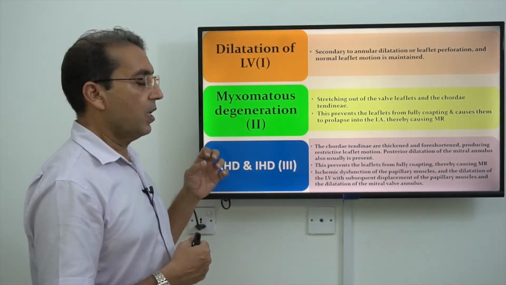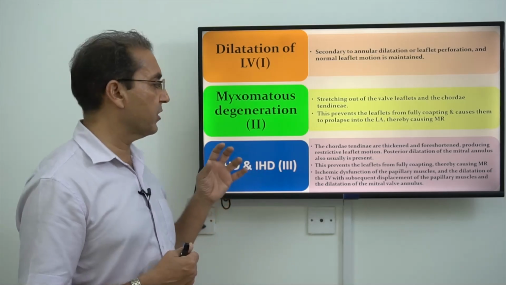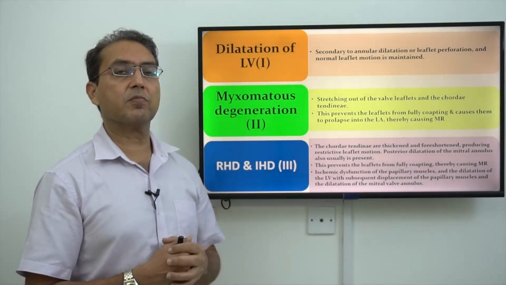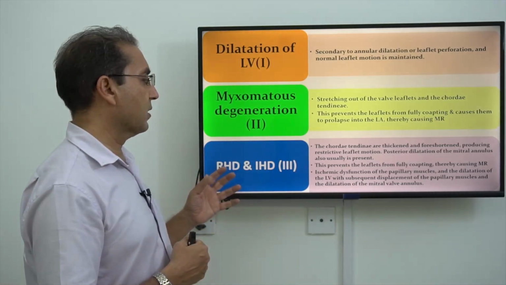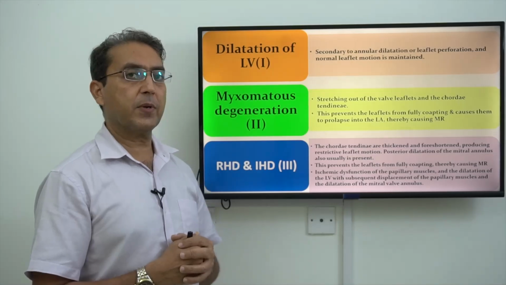And then we've got the third type of defect, in which there is restriction in leaflet movement. That is seen in rheumatic heart disease, and sometimes it's also seen in ischemic heart disease.